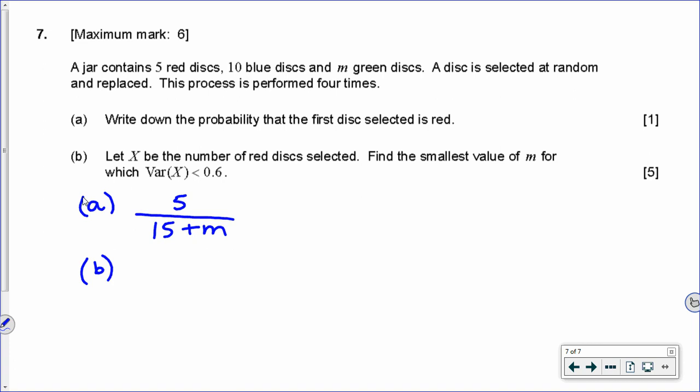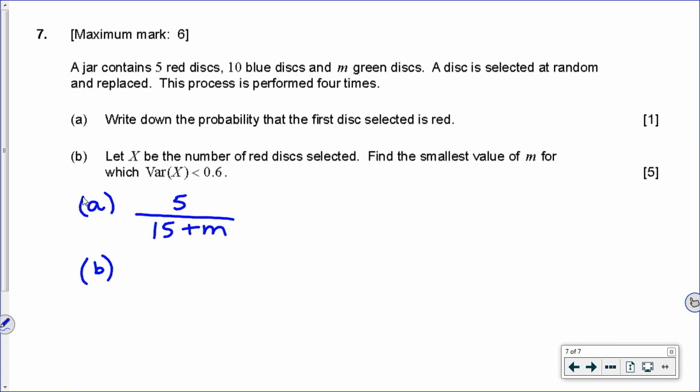Then, if you're repeating the process 4 times, you should notice that this is a binomial distribution, binomial PDF or CDF question. Let X be the number of red discs selected. So if you're doing this 4 times, you could either get 0 red discs, 1, 2, 3, or 4. And we're finding the smallest value of M for which the variance of X would be less than 0.6.